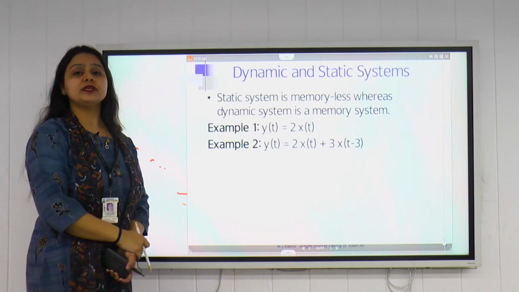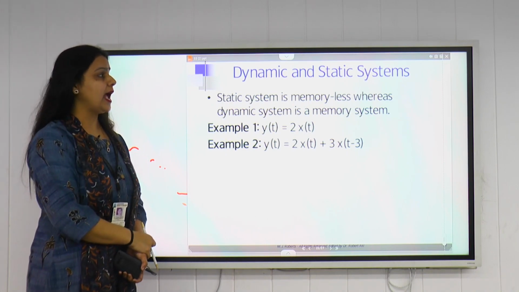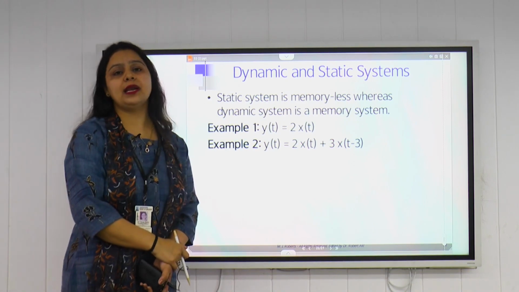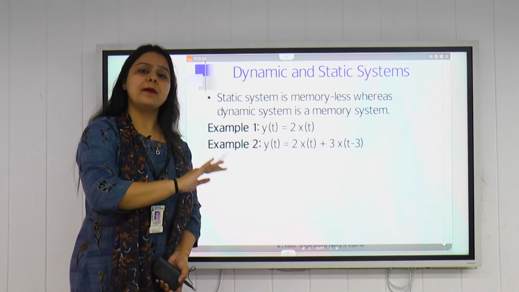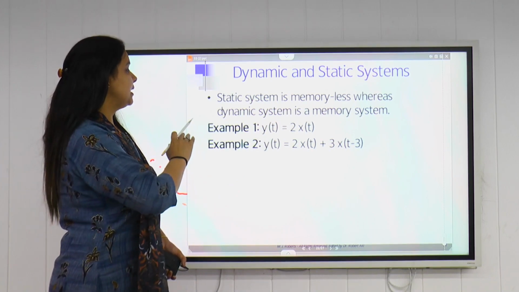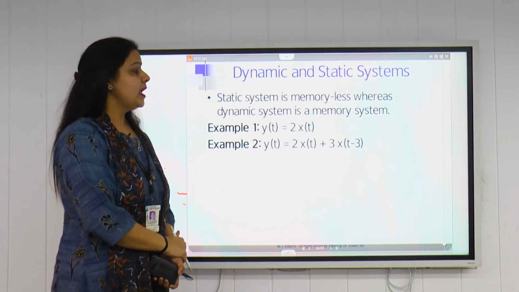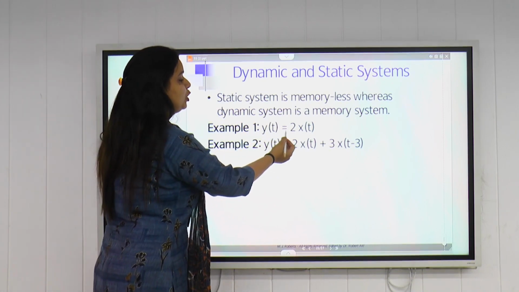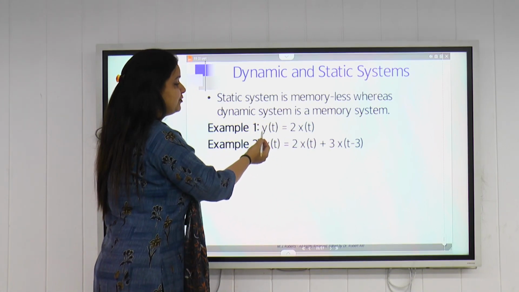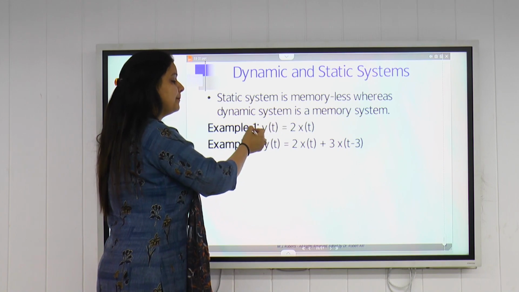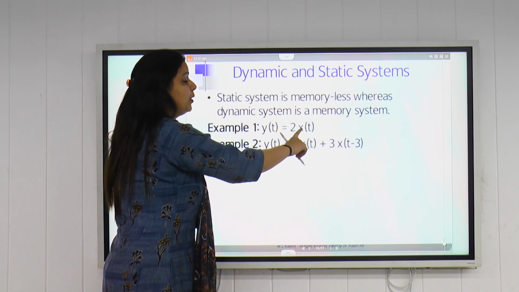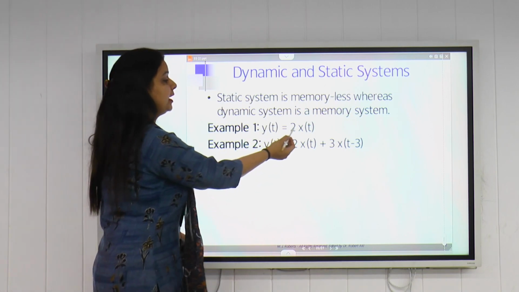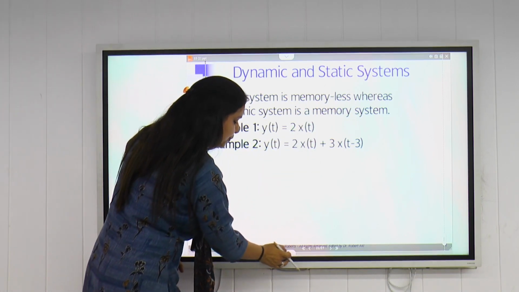Starting with the first type of system, we have the dynamic and the static systems. A static system is a memoryless system, and a dynamic system is a system with memory. If we see example 1, y of t is equal to 2 times x of t. We can see from here that the output in example 1 depends only on the present input.